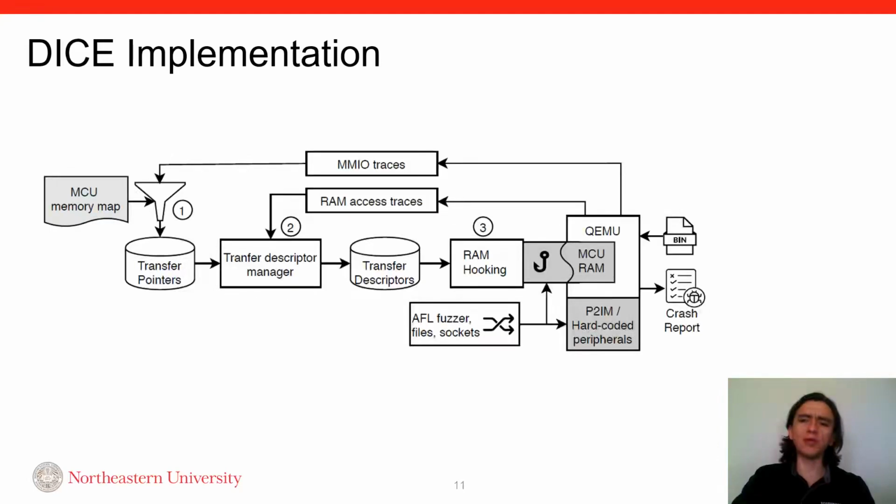Regardless of the embedded architecture, MIPS or Cortex-M, the implementation includes three main sections. The first one implements the heuristic filtering to identify the source and destination of the DMA transfer. The second one manages the life cycle of the DMA transfer. And the third one creates hooks on RAM that can provide data from different inputs. In the case of P2IM, we use the AFL fuzzing engine that we later use for fuzz testing.